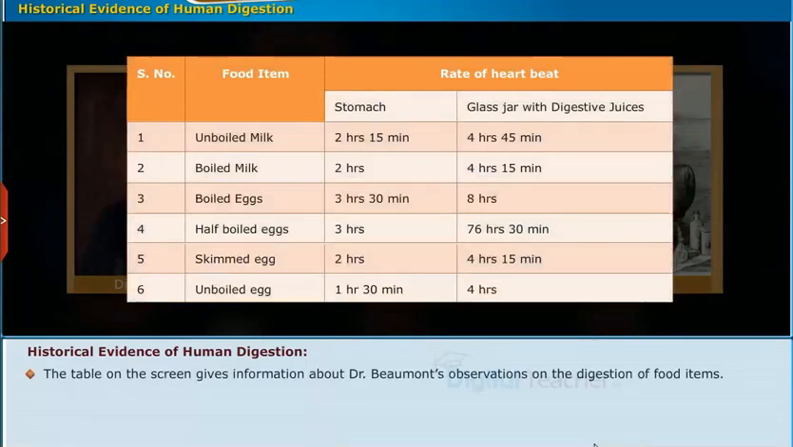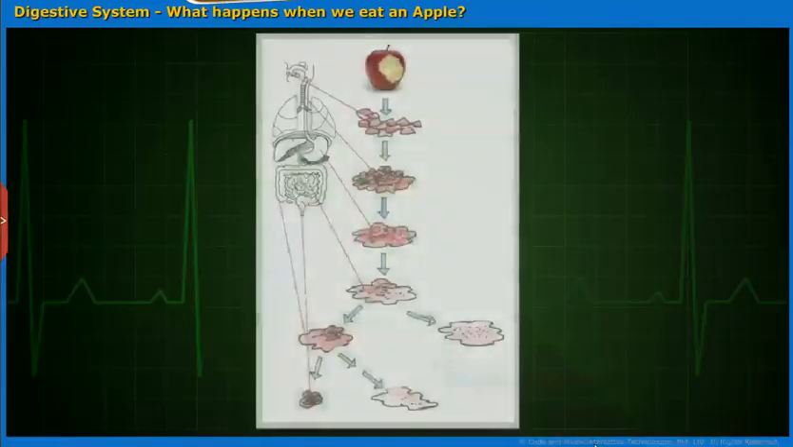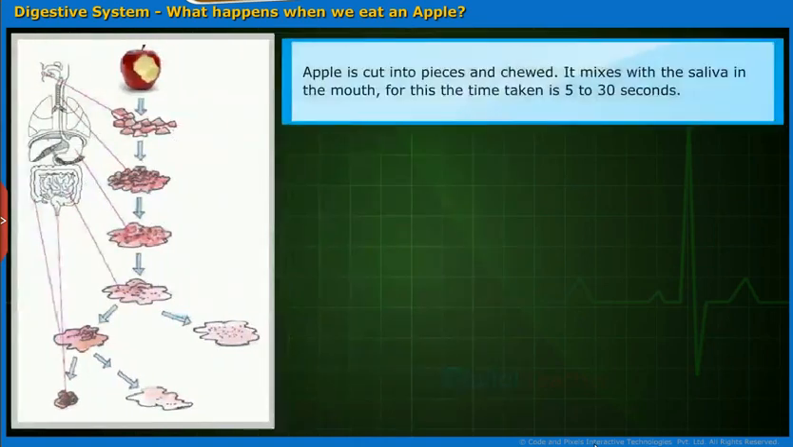The table on the screen gives information about Dr. Beaumont's observations on the digestion of food items. Here, let us study about the process of digestion of food when it enters into our body. Apple is cut into pieces and chewed. It mixes with the saliva in the mouth.